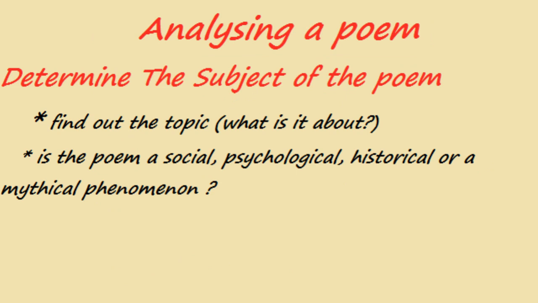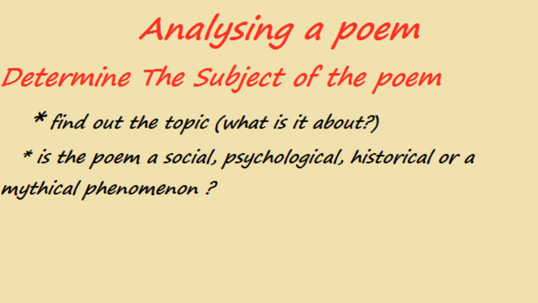The first step to follow in order to analyze a poem is to determine the subject of the poem. How do we do that? We either paraphrase or summarize the poem. We need to know what it is about. We need to give the topic. In order to do that, you need to read the poem first, understand it, and summarize it on a draft, and then you understand the topic.